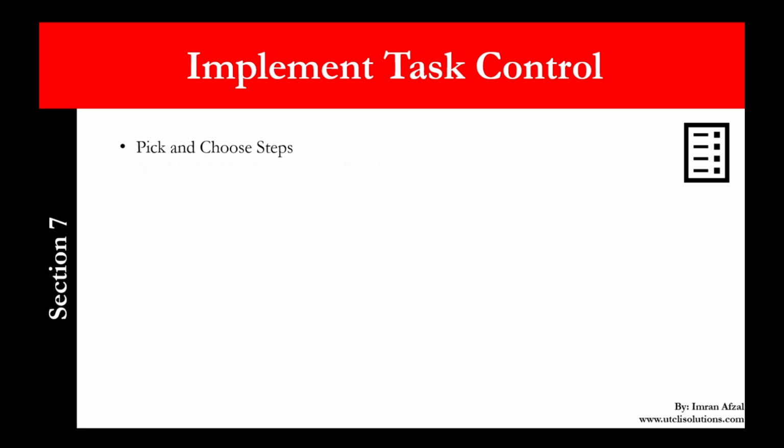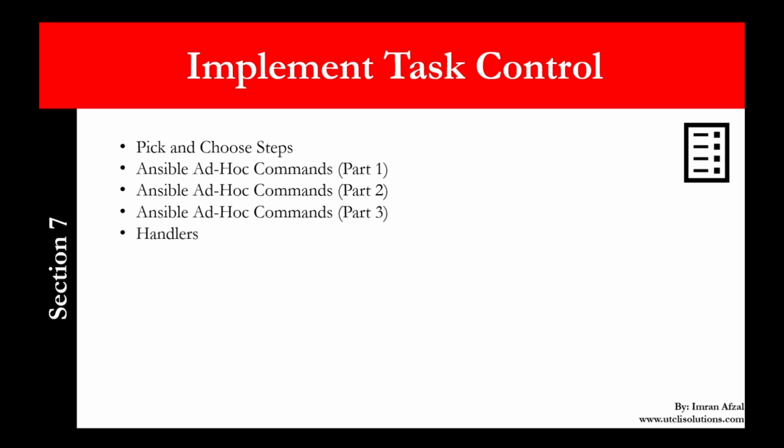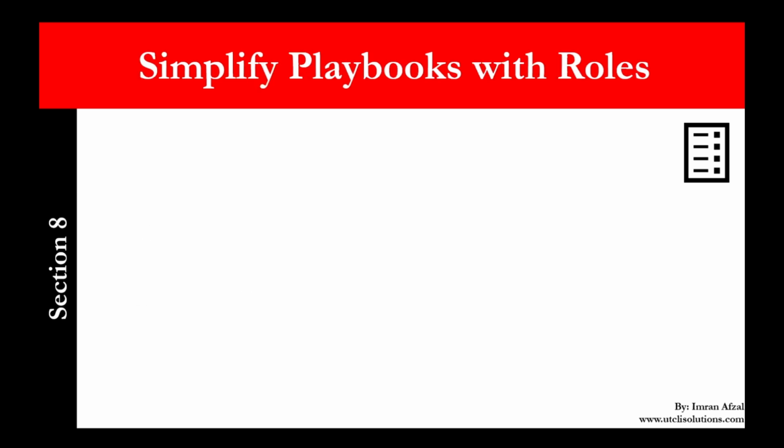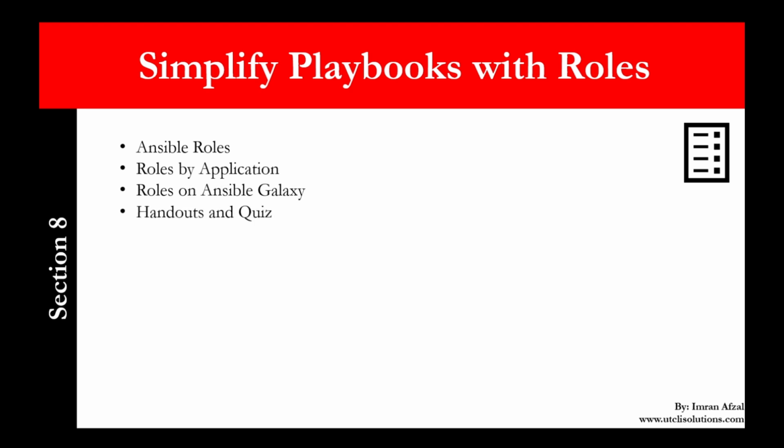Pick and choose steps. Ansible ad hoc commands. I am covering a lot of ad hoc commands, so I'm splitting them into 3 different parts, part 1, 2, and 3. Then moving on to handlers, conditions, loops. And then coming down to section 8, which is to simplify playbooks with roles. We'll cover Ansible roles, roles by applications, and role on Ansible Galaxy.